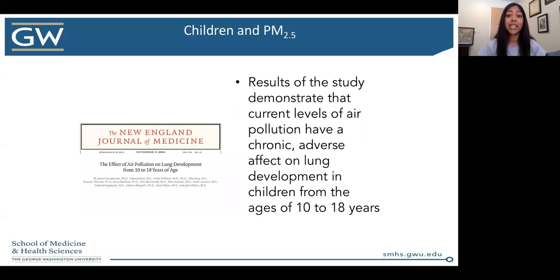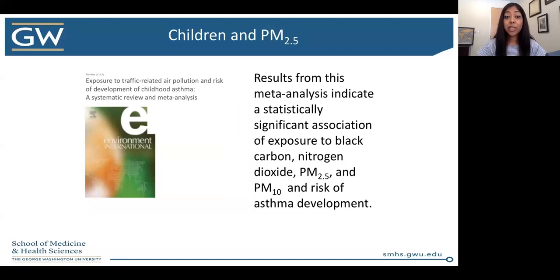Asthma is one of the most common chronic illnesses of childhood, affecting over 6 million US children. This review paper looked at 41 different studies. Results from this meta-analysis indicate a statistically significant association of exposure to black carbon, nitrogen dioxide, PM2.5, and PM10 with the risk of asthma development.